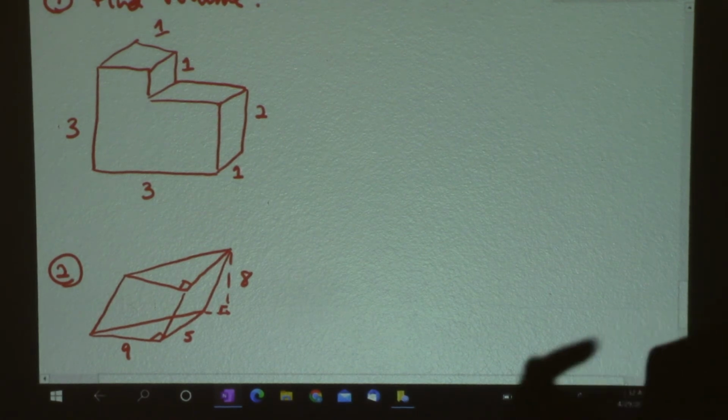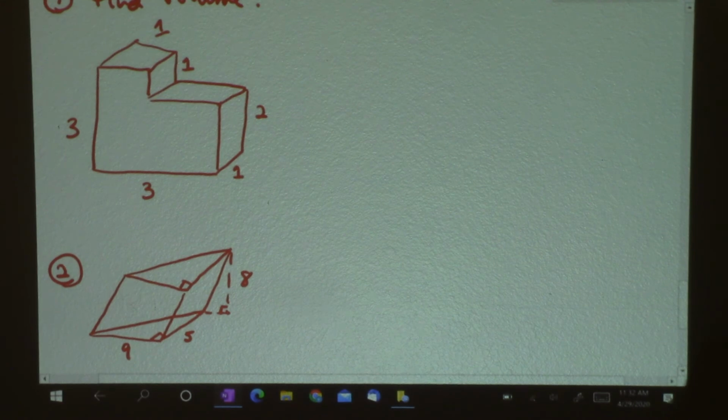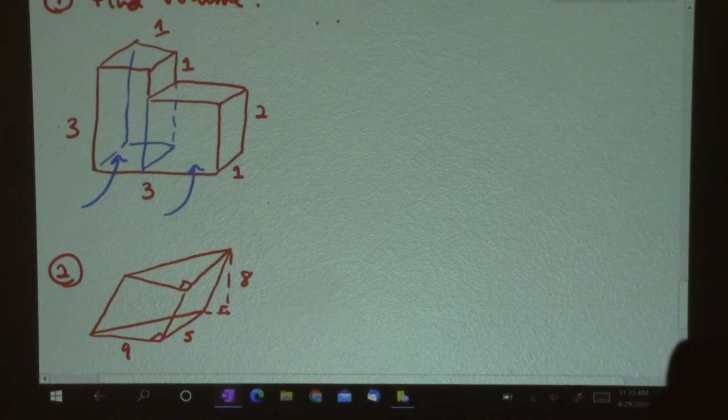Okay, let's go over this one. So I've got 2 parts basically here. I'm going to cut this right here. So I've got this block and this block. So my volume is going to be the big block plus the little block, right?